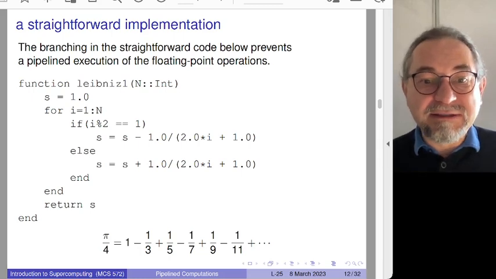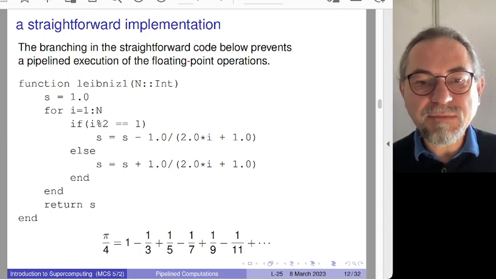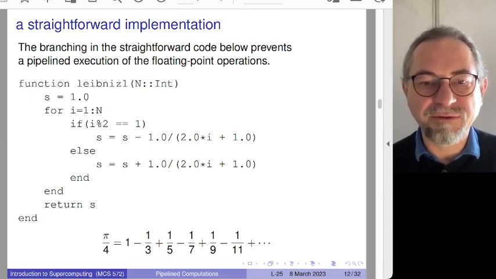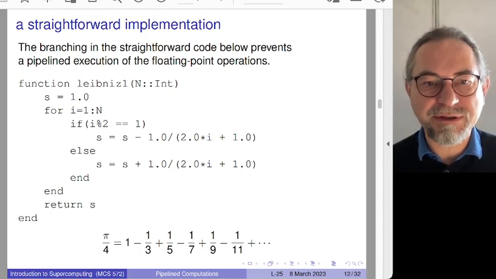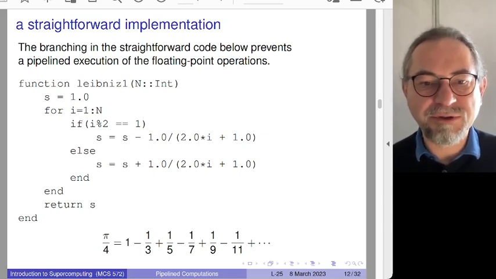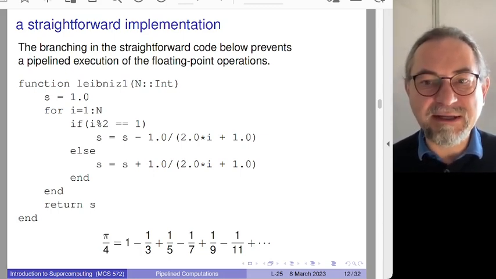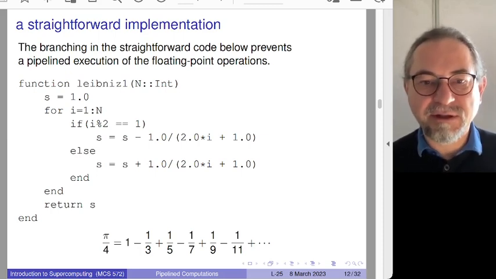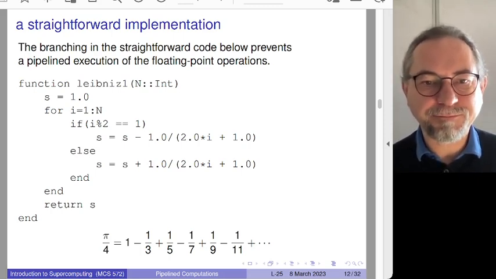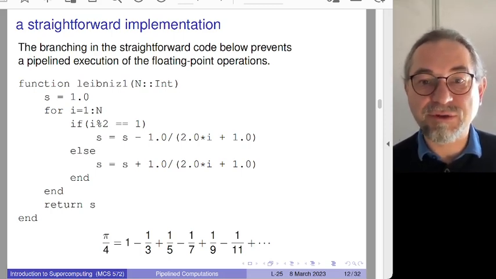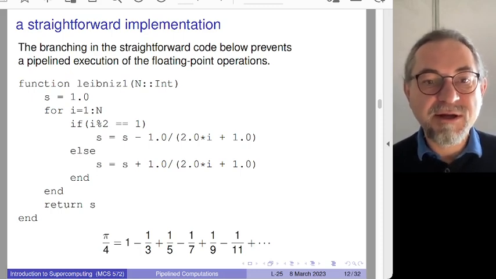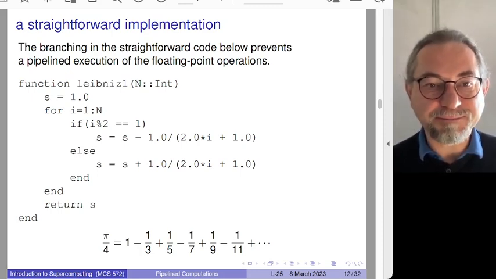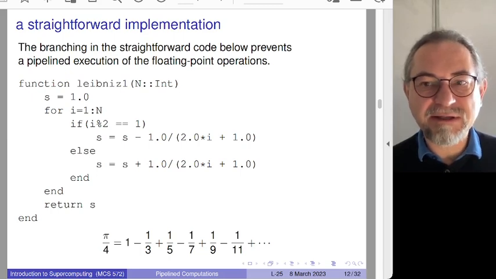Okay, straightforward. At the bottom of the slide, you see the sum, and we have the even terms and the odd terms. In the odd terms, we subtract. In the even indexed terms, we add. And the denominator increases each time. So you see the formula, there's only one formula, essentially. But there is this branching. We have the if test that tests whether the index is even or odd.